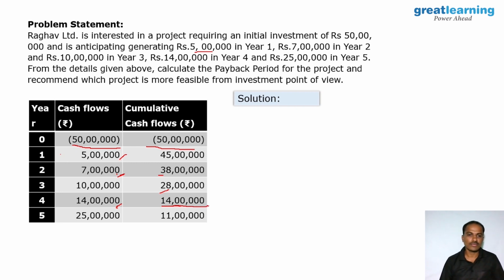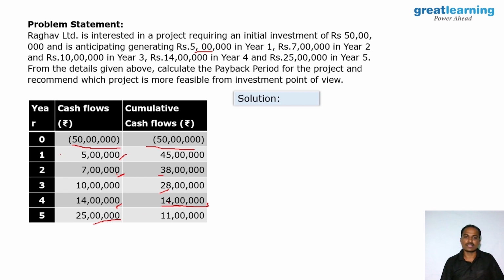Now, what is the balance to be recovered? 14 lakhs. What is the cash flow in the fifth year? It is 25 lakhs. So we need just 14 lakhs to completely recover the initial investment of 50 lakhs, but we have the cash flow of 25 lakhs. So here is the calculation where we need to be very careful.